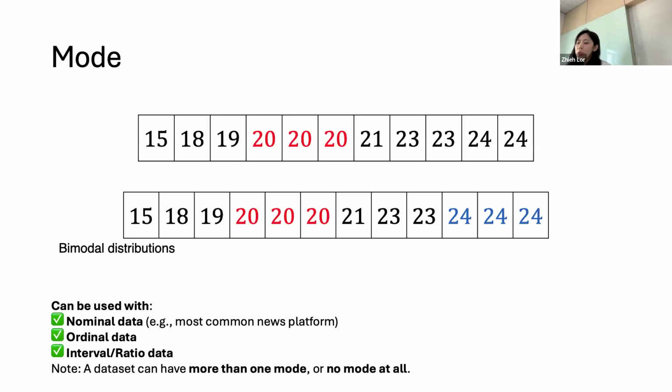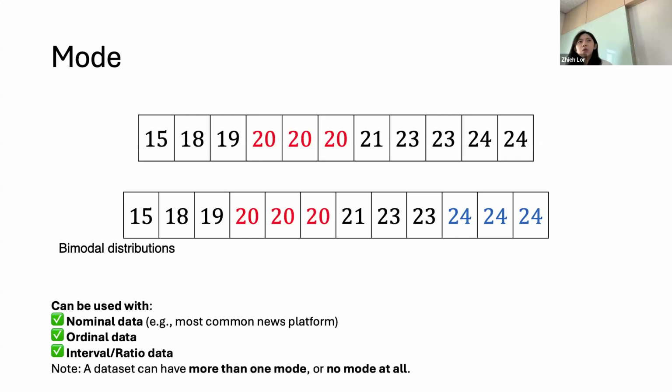Mode. So mode is the one that appears the most. Same thing, you just have to rearrange them in order from the lowest to the highest, and then you can see which number actually appears the most. Now we can see 20 has 3 times appearance here. So 20, that number, is our mode. So mode equals 20 in this case.